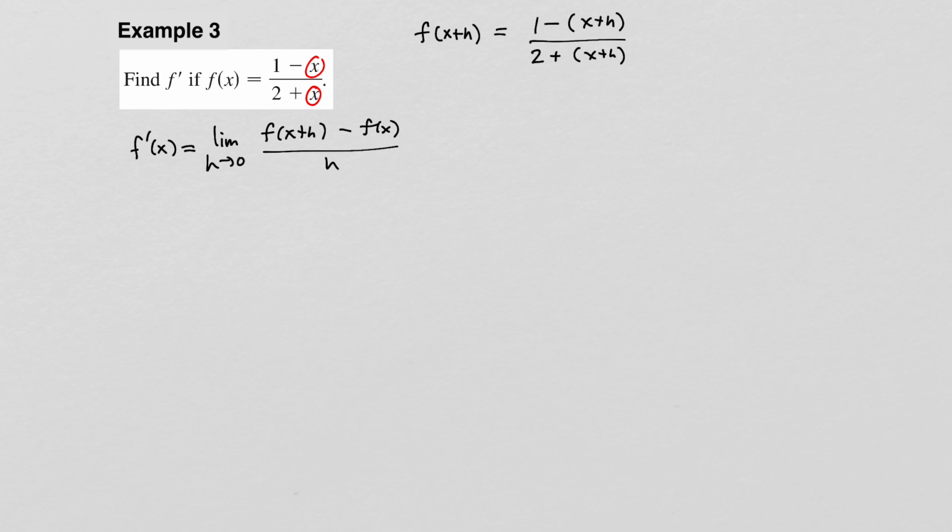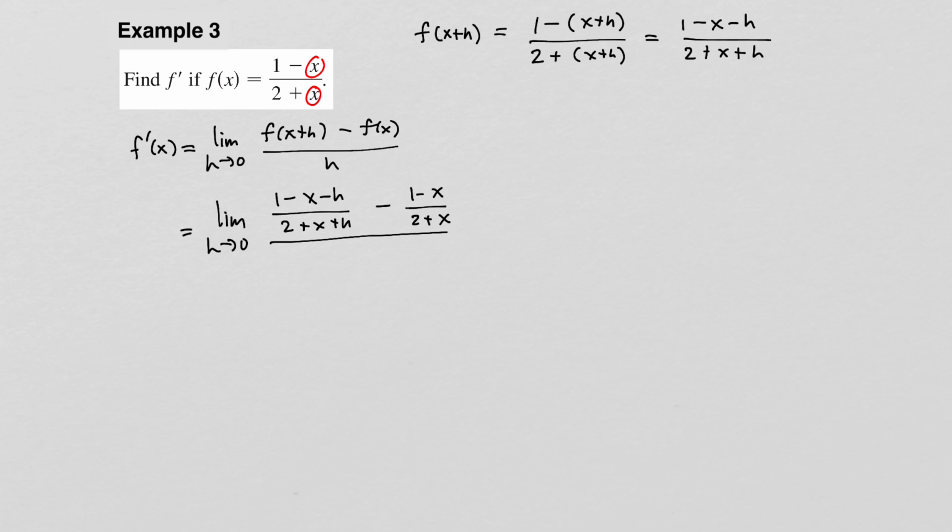Now, please don't leave it like this. In the numerator, let's go ahead and distribute the negative. And in the denominator, you can distribute the positive. And of course, when you do that, this just becomes plus x plus h. Okay, so now we're going to plug this in. So our derivative becomes the limit as h goes to 0 of f of x plus h, which is this expression here, minus f of x, which is the original function, and then all divided by h.